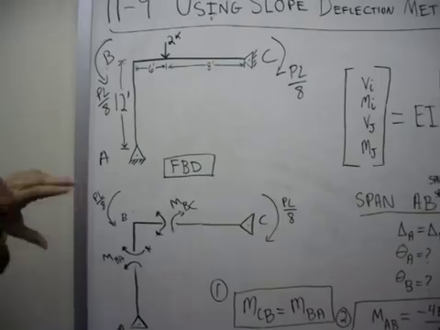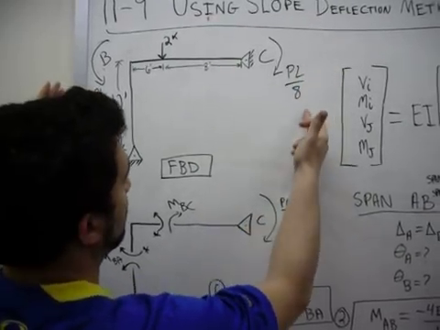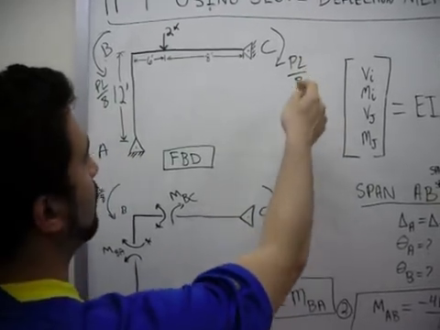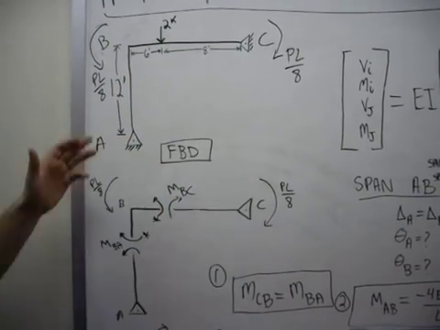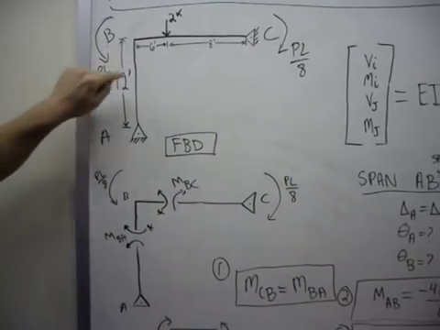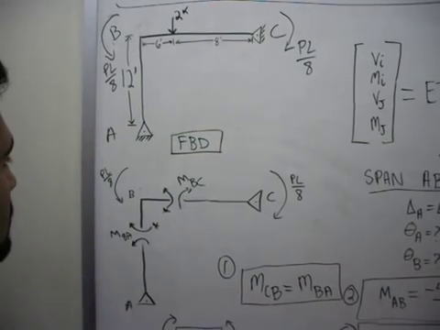Looking at the back of the book, there's an equation. It states that there's an external moment, PL over 8 on both sides. The dimensions of this beam are 12 feet, 6 feet, and 8 feet, just to make sure.